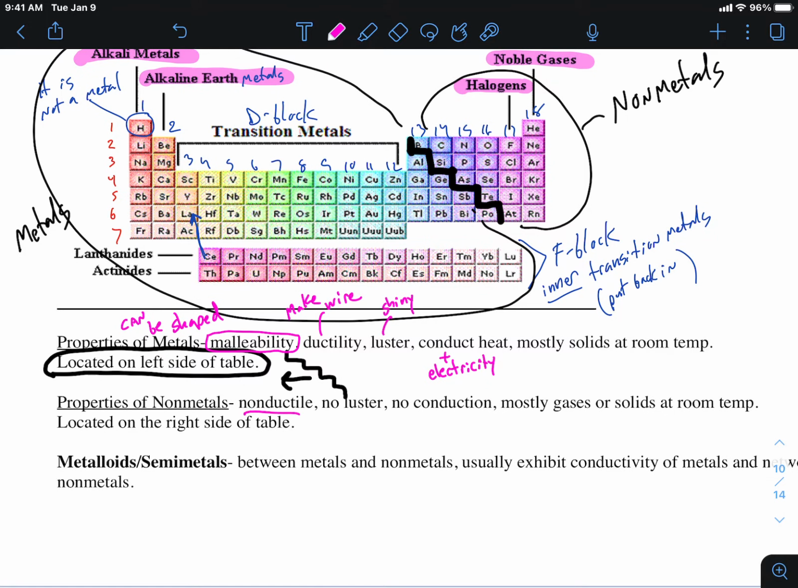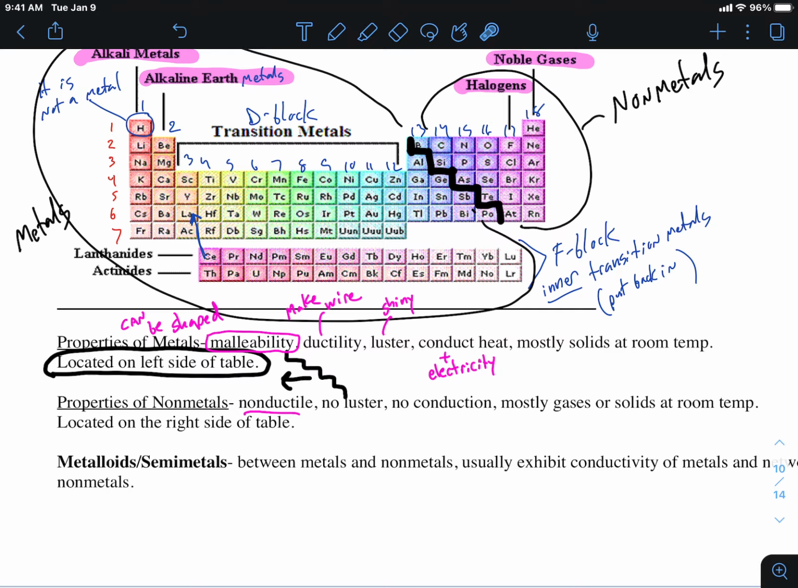They're not ductile, so you can't make wires out of them. They're not shiny. They don't conduct electricity. Most of them are gases at room temperature, and some are solids. And they're located to the right of the staircase.